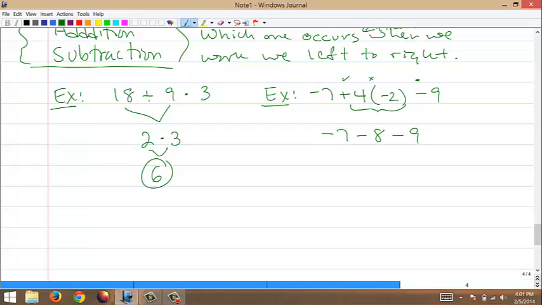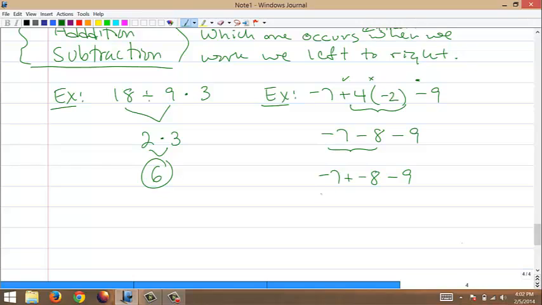So now what we've got is we want to combine this negative 7 and this minus 8. But remember, anytime we want to do a subtraction, this goes back to 1.3, it's better off to think of it as an addition. So let's rewrite this guy as an addition problem. So negative 7 minus 8 is the same thing as negative 7 plus negative 8. And then just bring our minus 9 along for the moment.